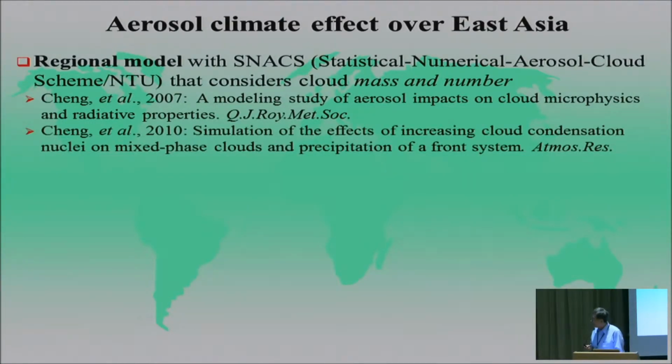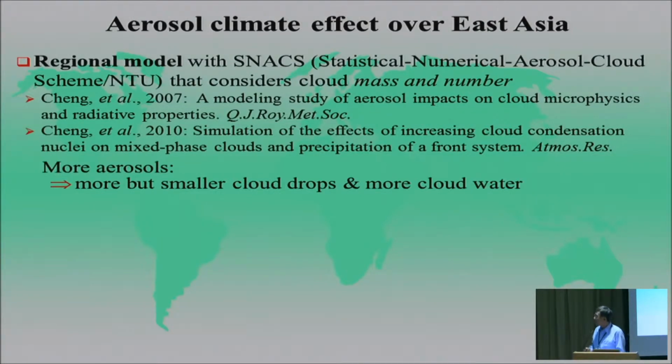And then we published a paper in 2010 to look at frontal systems in terms of mixed phase clouds, how the aerosol affects the cloud microphysics and also the precipitation. Of course, those are just sensitivity studies, okay? Using some of the partial observational data. Now, the key findings coming from these two studies have been that more aerosols produce more smaller cloud droplets and more cloud water, which is pretty consistent with most of the studies for warm clouds. Okay. And then secondly, not for the giant CCNs, basically the precipitation is depressed if you have more aerosols. Okay.